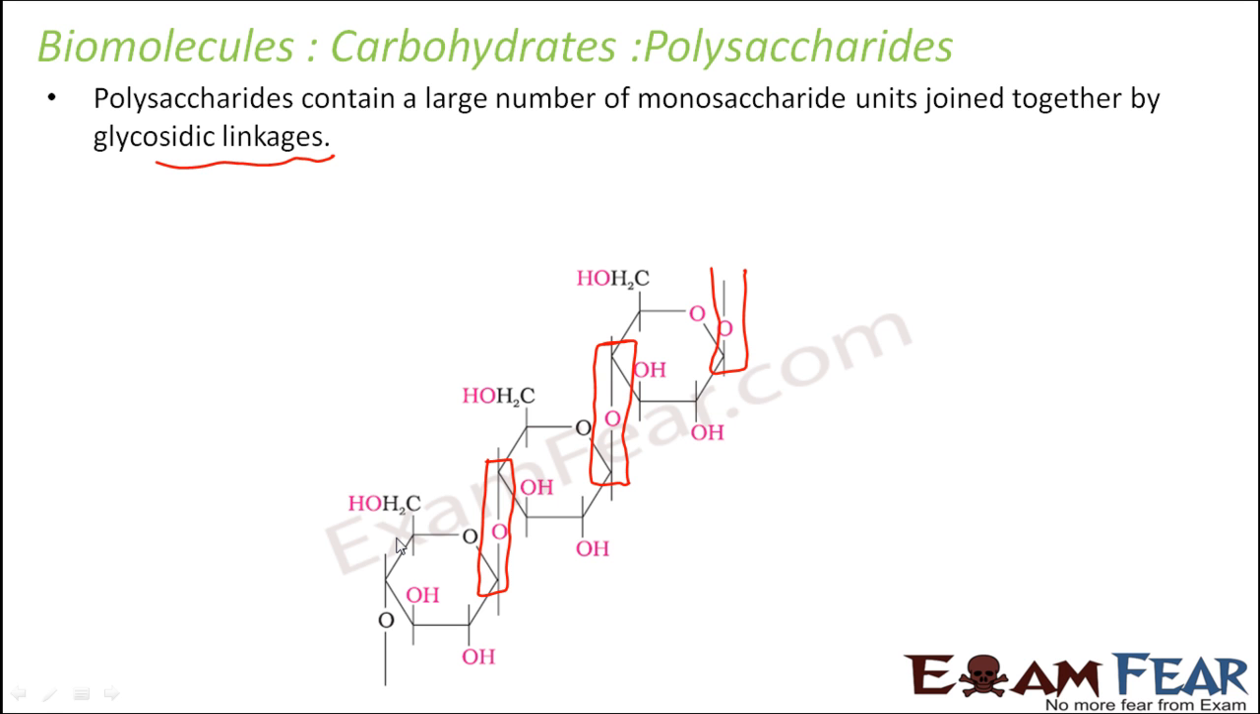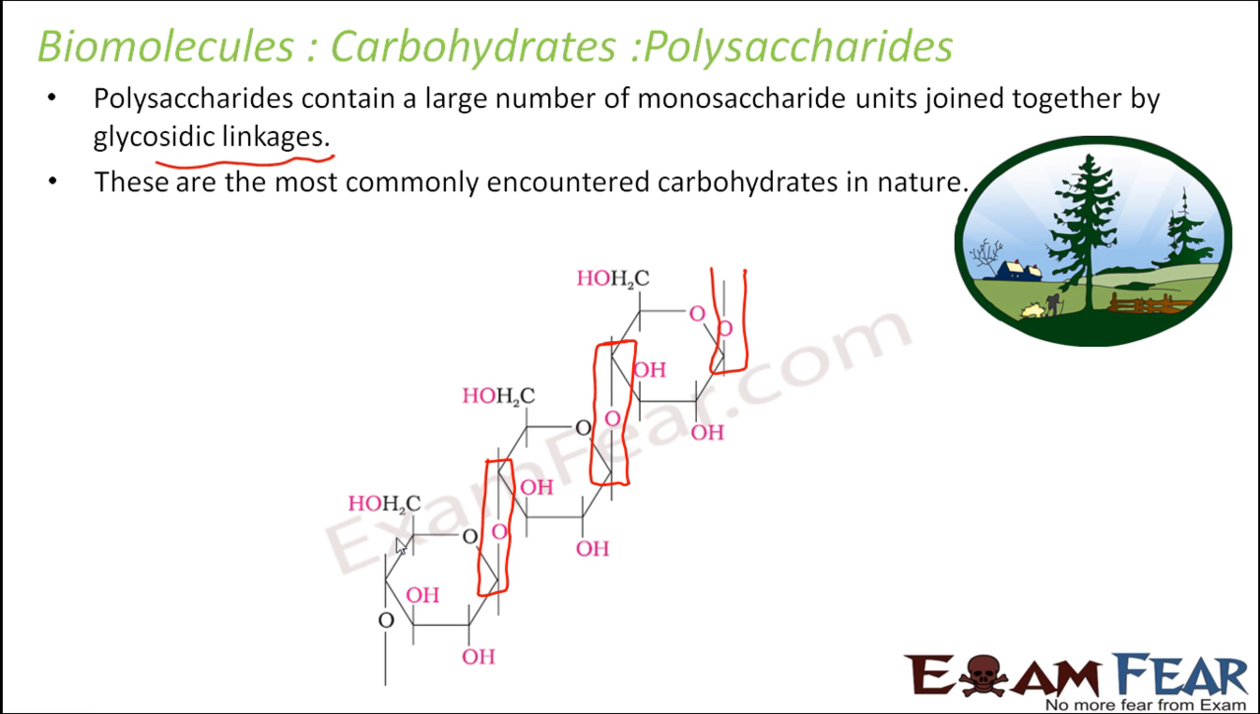So that is polysaccharides. These are the most commonly encountered carbohydrates in nature in the complex forms, because when you talk about polysaccharides, the examples are starch, glycogen, cellulose. These are very commonly present everywhere, because starch and cellulose are abundantly found in plants, and you know how many plants are there. There are plants everywhere. So these polysaccharides are very much abundant in nature.